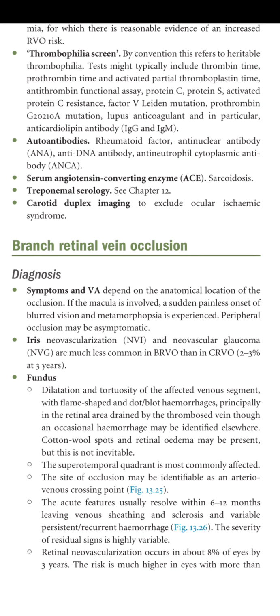So next is branch retinal vein occlusion, which is a part of the venous occlusions. Diagnosis and symptoms: symptoms and visual acuity depend on the anatomical location of the occlusion. If the macula is involved, a sudden painless onset of blurred vision and metamorphopsia is experienced. Peripheral occlusion may be asymptomatic.